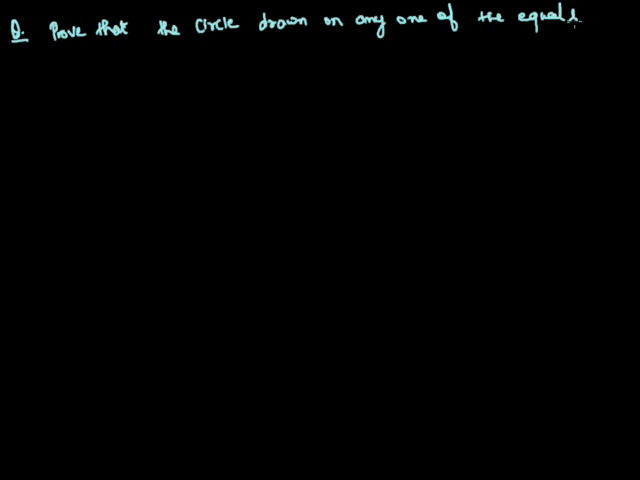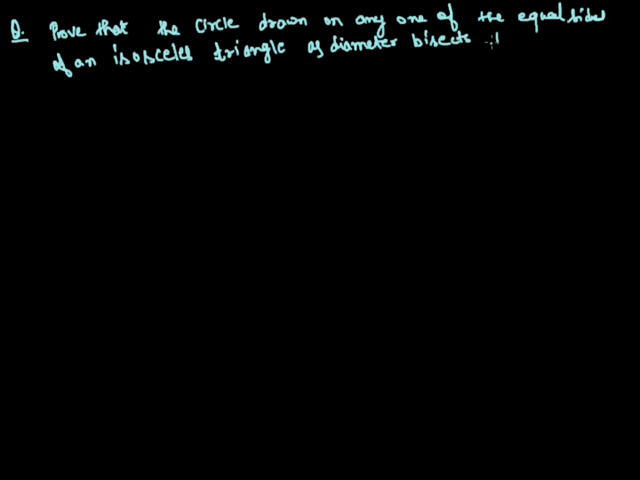Some more problems on theorems of circles. Prove that the circle drawn on any one of the equal sides of an isosceles triangle as diameter bisects the base. Now, the solution for this.